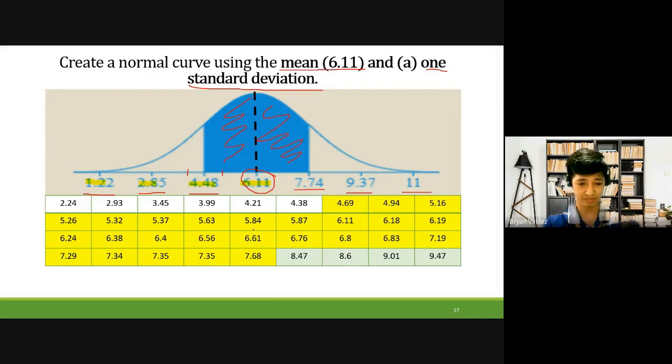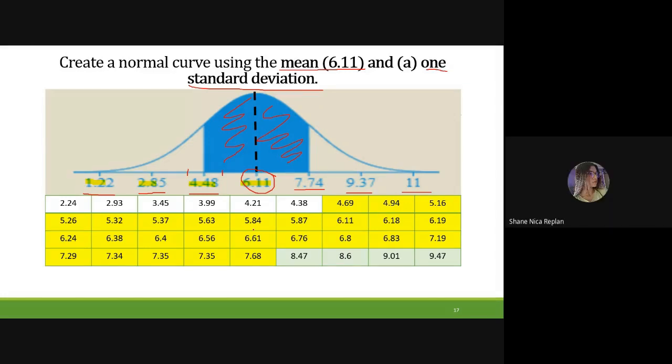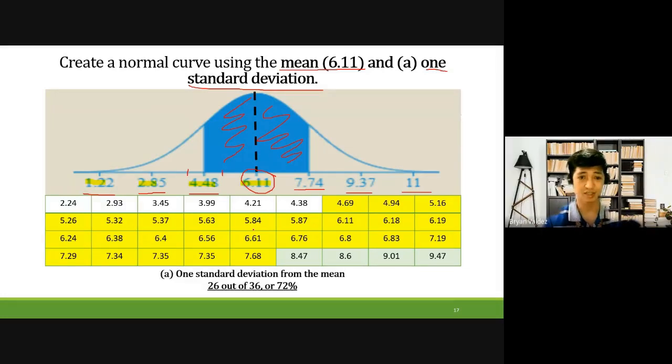Nakuha po ba? Okay, so next. Ayan. So, one standard deviation from the mean, the frequency is 26 out of 36 or 72%. Okay, paano natin nakuha yung 72%? 26 divided by 36. Saan nakuha yung 26? Yun yung shaded na data natin. Meaning to say, the data inside the shaded area ng ating normal curve. So, that's 26. Kahit bilangin n'yo na lang after.